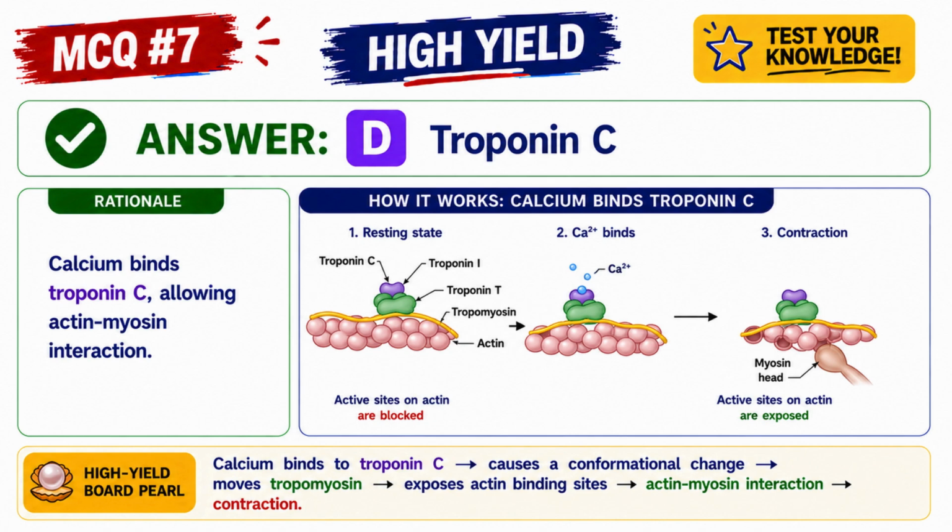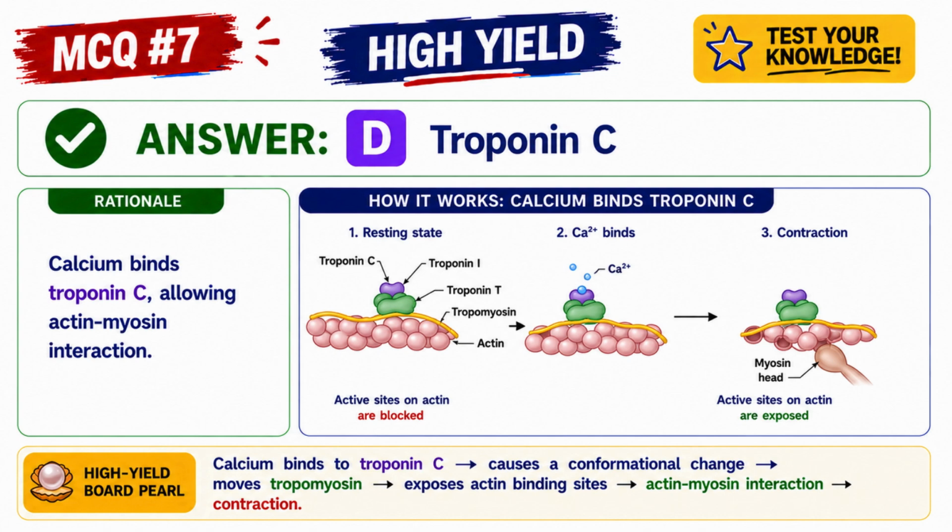Sarcomere shortens. Contraction. When calcium is removed, reuptaken by SERCA, Troponin C releases calcium. Troponin I re-inhibits. Tropomyosin covers the binding sites again. Contraction stops, relaxation occurs. Clinically, Troponin I and Troponin T are the biomarkers measured in acute myocardial infarction. When myocytes are damaged, these proteins leak into the bloodstream. You are measuring the structural proteins of the contractile apparatus itself.